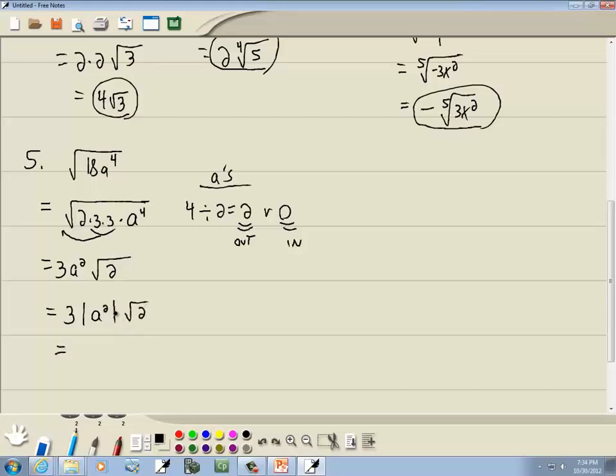Now, in this particular case, the a squared, well, when you square something, it's always positive, isn't it? Negative 2 squared is positive 4. 2 squared is positive 4. So those absolute value bars aren't necessary here. So we've got 3a squared square root of 2. But again, anytime your index is even and you're bringing out a variable, you have to think of the absolute value bars.